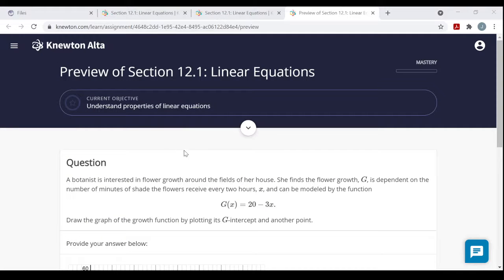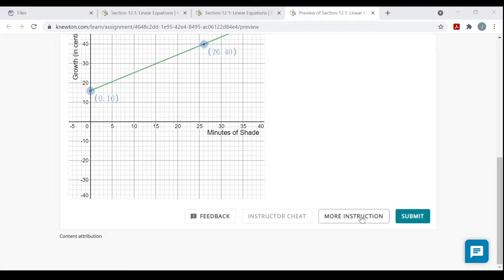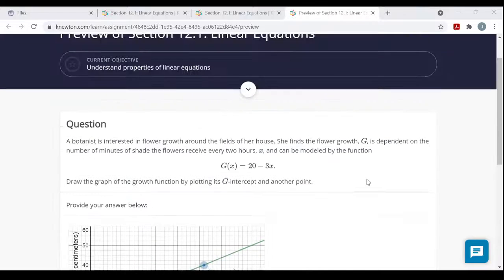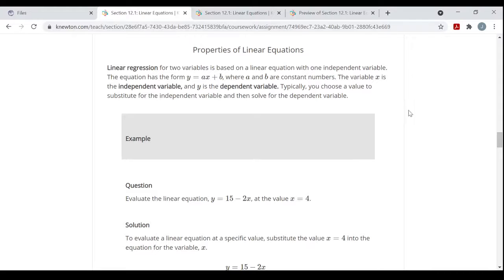So before getting into this question, again, if you want to read more about the topic, click on More Instruction and look at their videos, their notes, their examples, and hopefully those help you out. In fact, I've got a little bit of it right here that I want to go over, so I don't have to write it down.